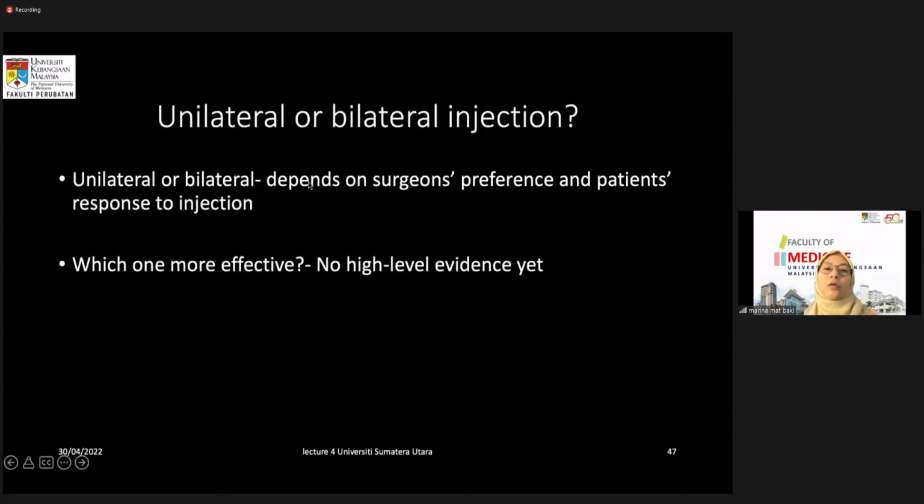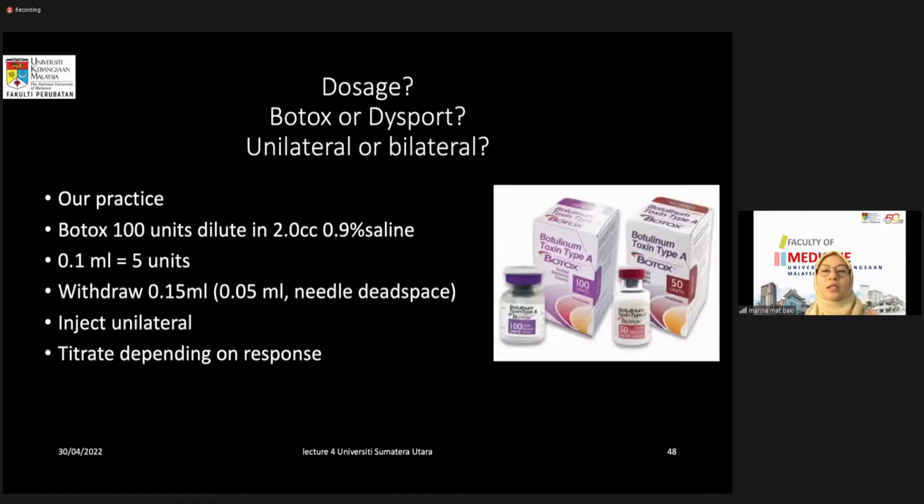So whether to inject unilateral or bilateral is based on the surgeon's preference, and be mindful that if you inject bilateral, you have to inject a smaller dose because you do not want the patient's voice to be so breathy until the patient gets aspiration. Okay, this is how we use botulinum toxin.